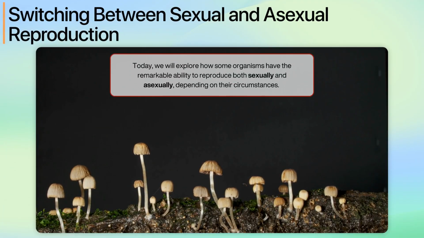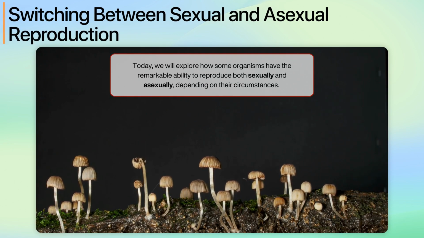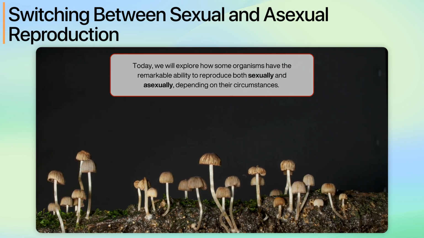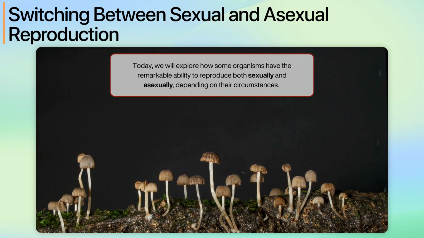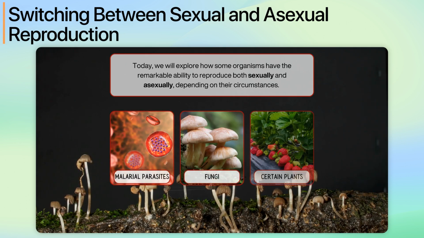Today, we will explore how some organisms have the remarkable ability to reproduce both sexually and asexually, depending on their circumstances. This flexibility provides them with various survival advantages. We will focus on three examples: malarial parasites, fungi, and certain plants.